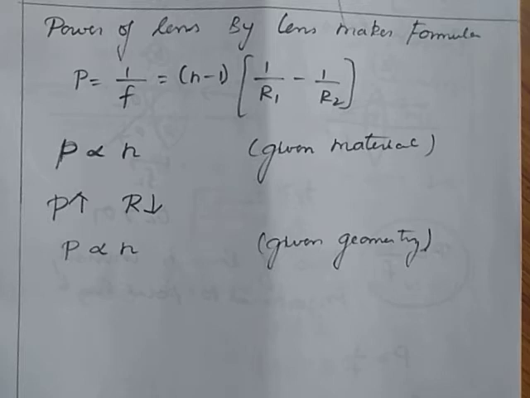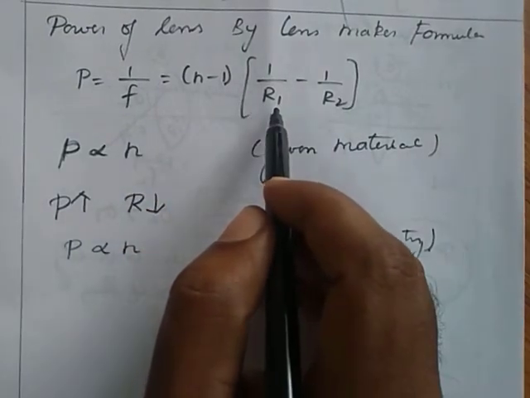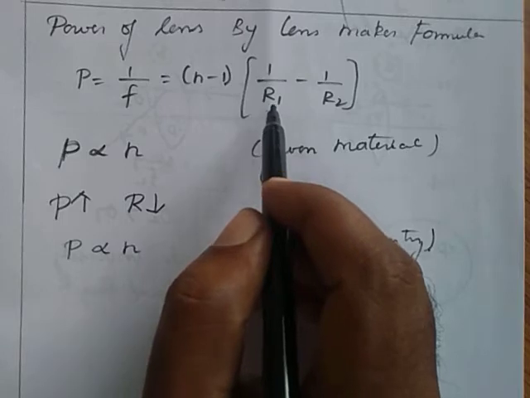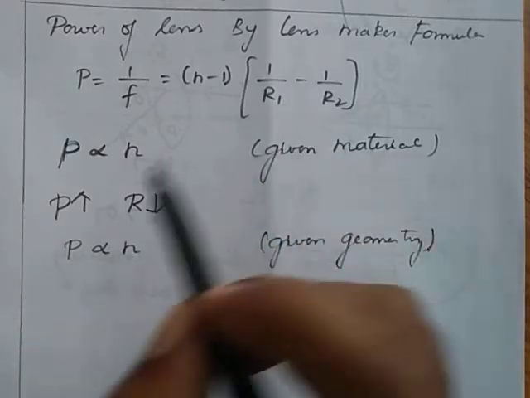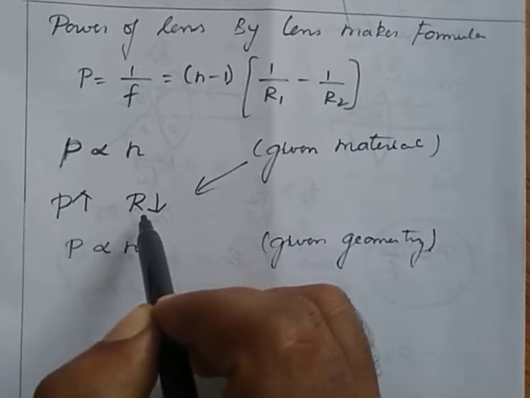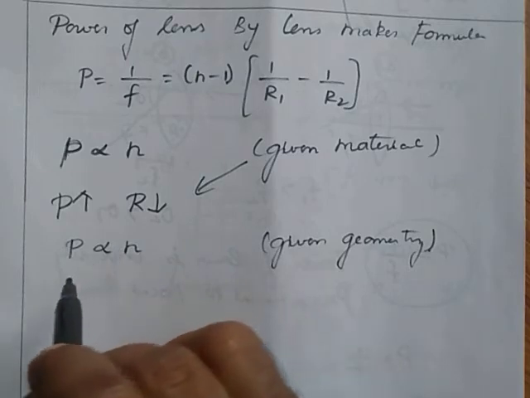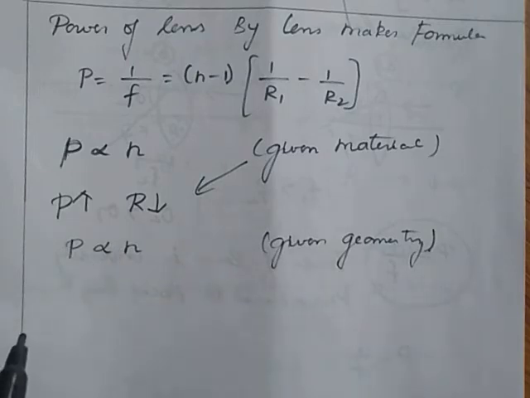This power of lens depends on the refractive index of the material and the radius of curvature of the two sides of the lens. For a given material, power of lens increases with the decrease in radius of curvature. For a given geometry of the material, it depends on the refractive index of the material.